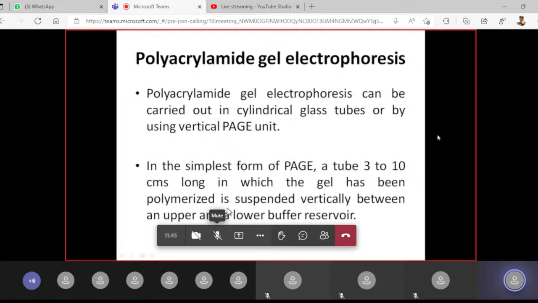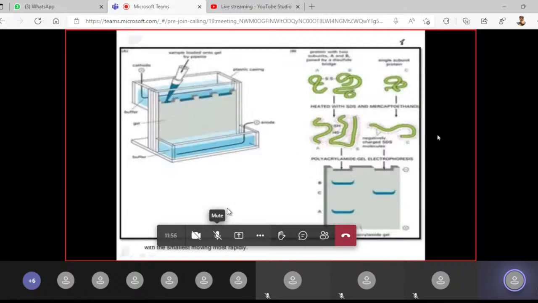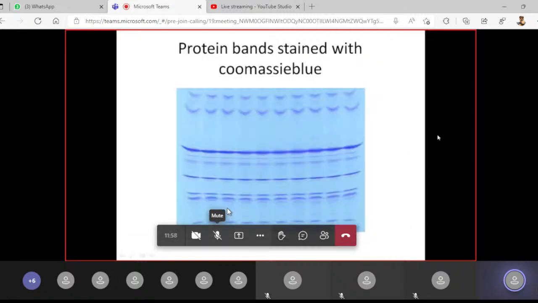I'll just show you a video now to see how the polyacrylamide gel electrophoresis unit is appearing and how it is casted, how it is run. So as I showed you the picture, this is how the protein bands will appear when you stain the gel with Coomassie blue. After you run the gel, you have to put it in the solution of Coomassie blue. You can get bands wherever proteins are present. It will appear as blue bands. Okay, so now I'll share the video. All of you can see the video now.